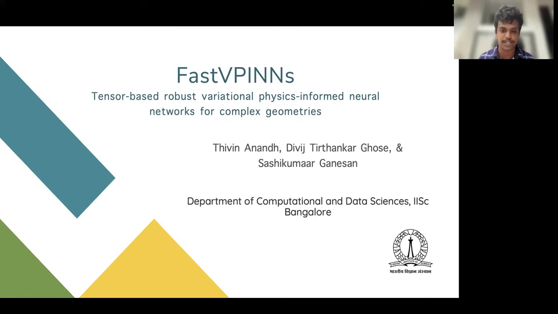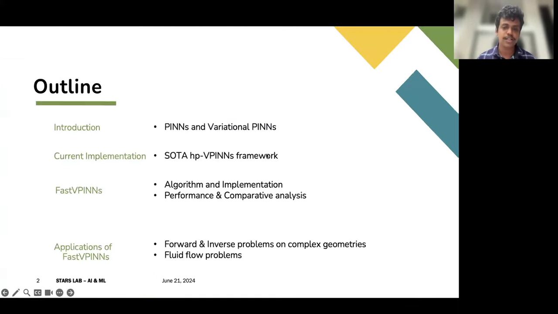problems in complex geometries. The idea of how this presentation is going to go today is that we will introduce a very basic idea on what PINNs and variational PINNs are, and what their differences are. Then we'll look at the current state-of-the-art implementation of the hp-variational PINNs framework. We'll try to understand what the improvement areas in that framework are, what we targeted, and what we achieved out of it.